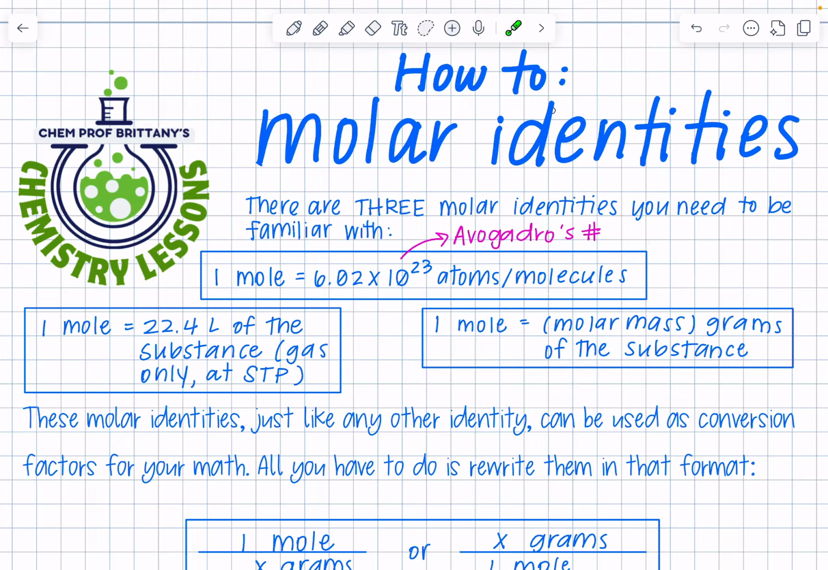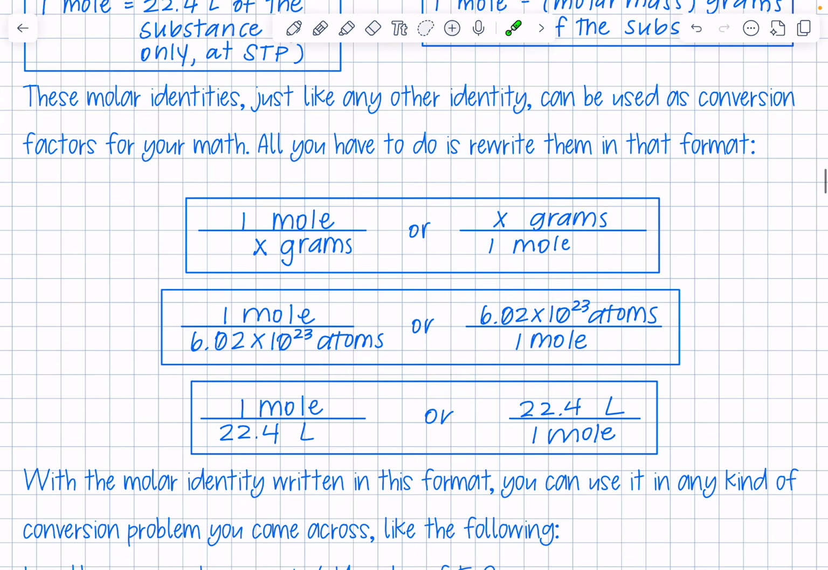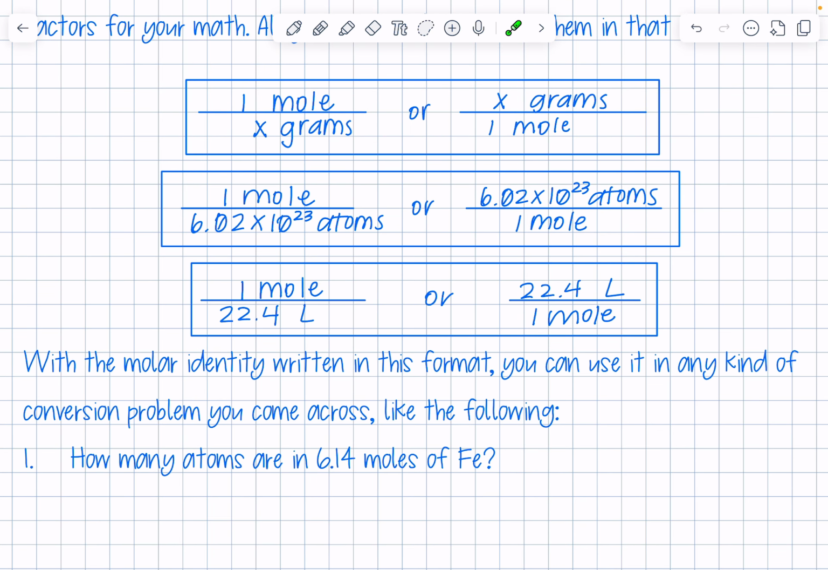And then finally, 1 mole of any substance is equal to whatever the molar mass is, in grams of that substance. Just like any other identity that we may know, like 1 foot is equal to 12 inches, we can use these identities as conversion factors. All we have to do is rewrite it in the format that is useful to us. So it could be moles over grams, or it could be grams over moles, for example. Here you see all of the potential ways that we can arrange that.